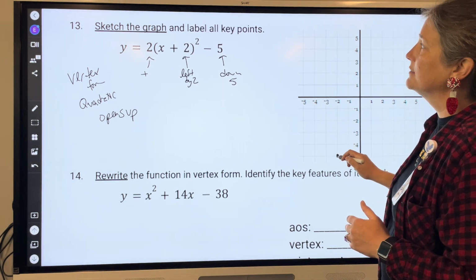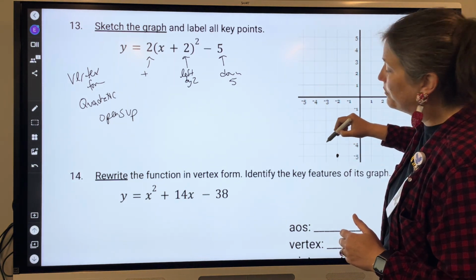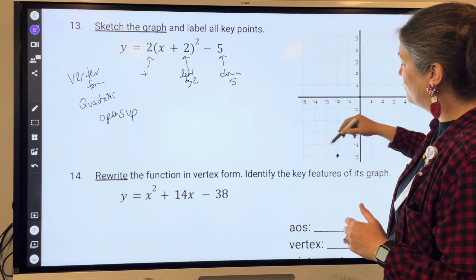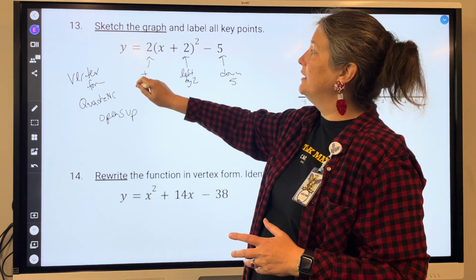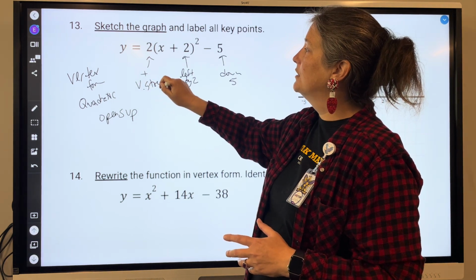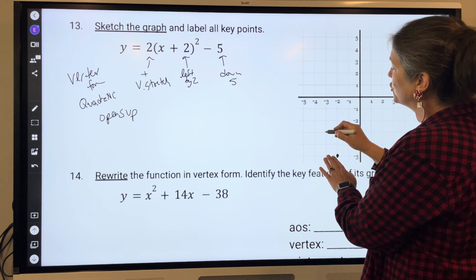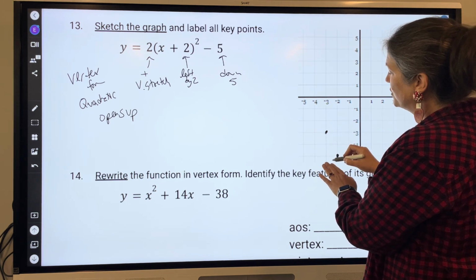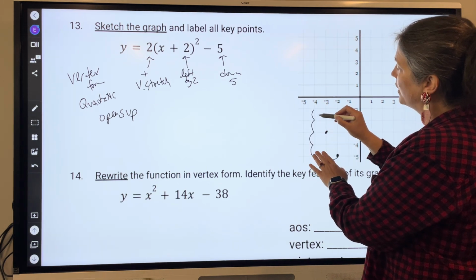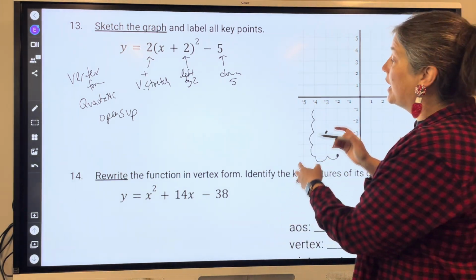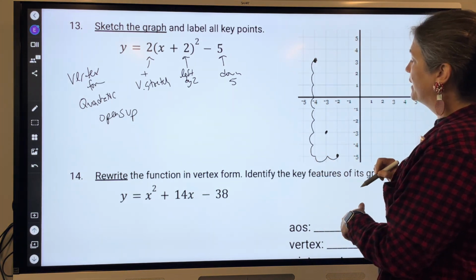That's my vertex. Now normally, my normal parabola would go through the point 1, 1, and 1, -1, right, from the vertex. But because it's stretched vertically, vertical stretch by 2, when I go over 1, I'm going to go up 2. Now I'm also going to go over 2, and instead of up 4, which is 2 squared, I'm going to go up 8. 1, 2, 3, 4 again. So this is my next point.